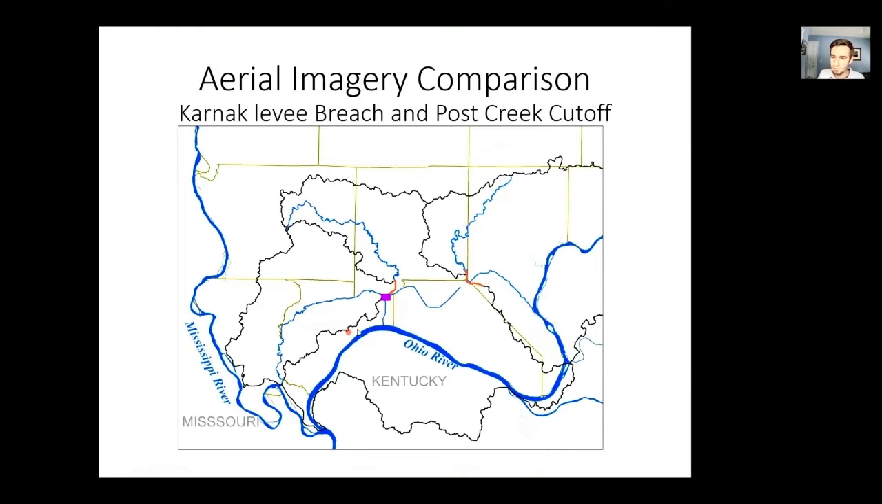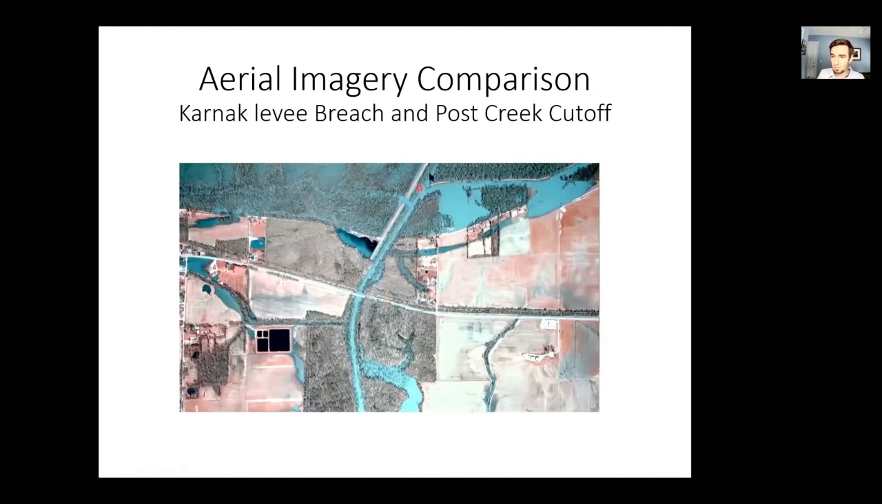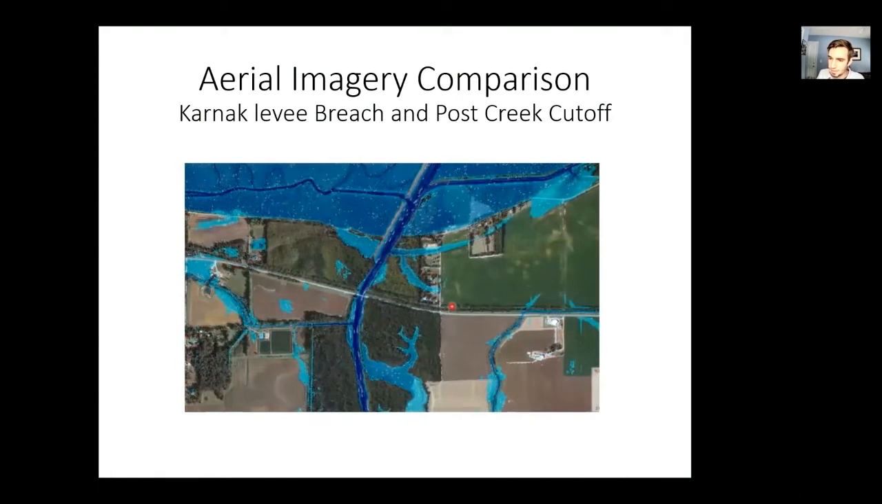If we look to the south a little bit, the southern end of the Karnak levee where the breach is in Post Creek cutoff, we've got the Karnak levee here, we've got the levee breach here, so you can see water is moving through that levee breach during this 2008 event. We've got Post Creek cutoff here to the south. And when we fade in our 2D model results, what we're seeing again is a very favorable comparison with flow moving down Post Creek cutoff, and you can see some flow is also moving through this levee breach into the lower Cache here.